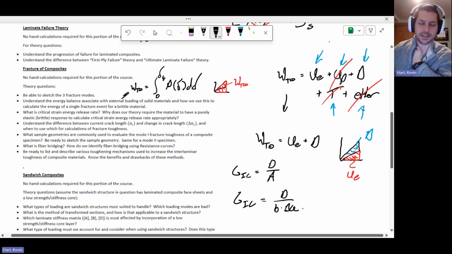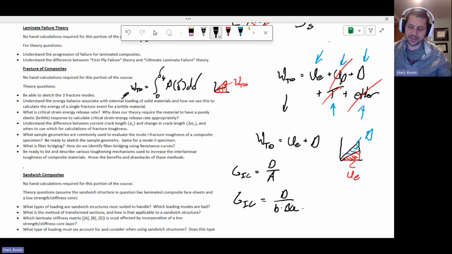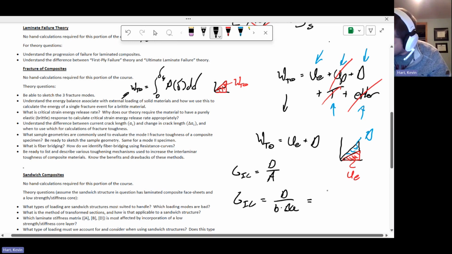D, we typically calculate using triangle methods to figure out what that D is. And that is commonly written as 1/2 delta P times delta, over B delta A.